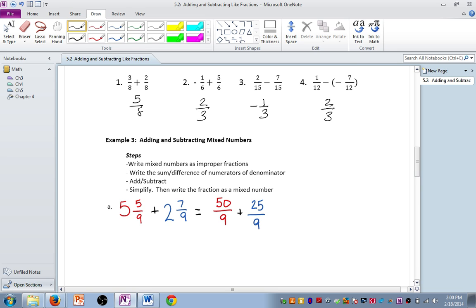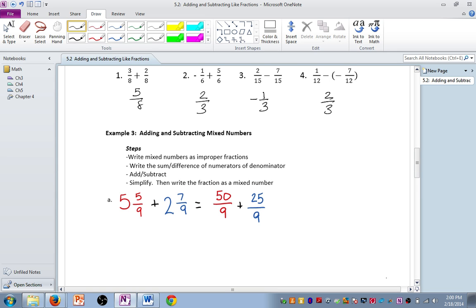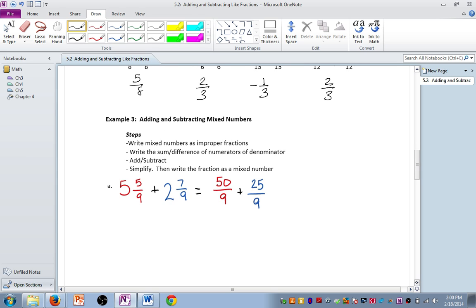Example 3, adding and subtracting mixed numbers. In this problem, I gave you the steps first. You're going to take all of your mixed numbers and write them as improper first. Then you're going to add or subtract the numerators over the denominator. You're going to add or subtract, simplify, and then write the fraction as a mixed number.